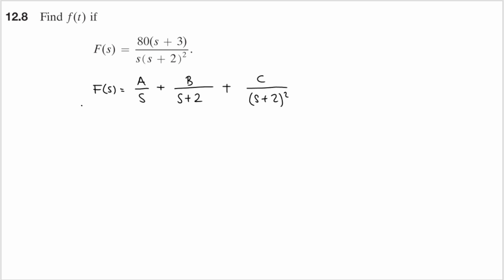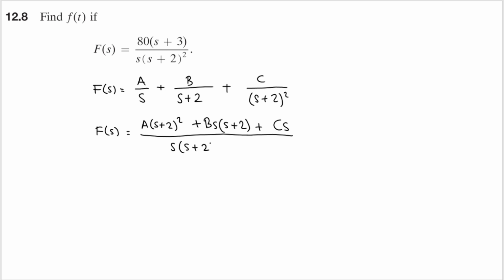Okay, now maybe let's multiply this out. So we will have F(s) equal to A multiplied by (s plus 2) squared, and then this B will be Bs multiplied by s plus 2, and then this C, I think that will be Cs, right? So we will have Cs here. Okay, now the denominator, we still have this one, so we'll have s and then (s plus 2) squared.